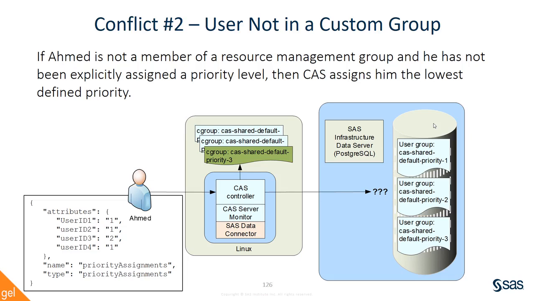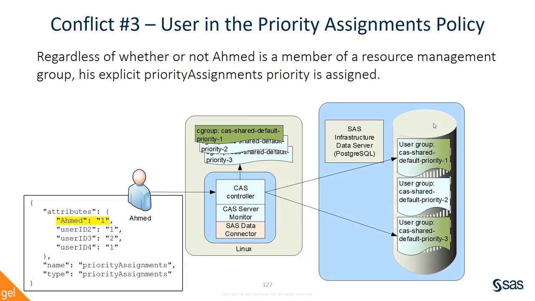All right. The last one we're going to look at is a case where I might be in a custom group, I might not be in a custom group. But if I'm in the priority assignments file, it doesn't matter. So in this case, Ahmed is a priority 1 in my priority assignments file. So I don't care which group he's in, he can be in all of them for all I care. No matter what he does, he's going to be assigned priority 1. Right? So that's how that override works, is you don't have to be concerned with groups. So again, if you have special cases, you can ramp those people up or down as you see fit.